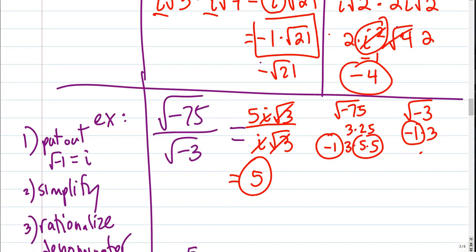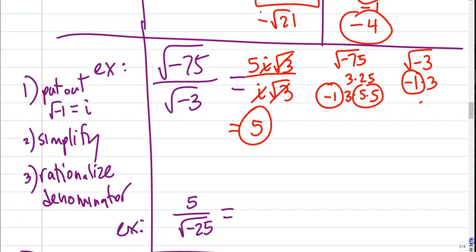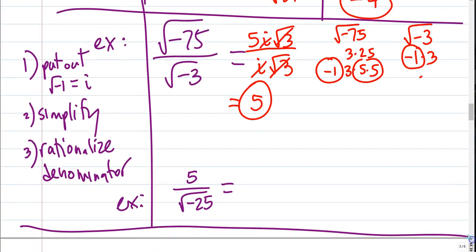You do have to sometimes rationalize the denominator. We've done this before. So this is very tempting to go, okay, that's just 5 over, square root of 25 is 5, the square root of negative is i, so it's 1 over i. That is not done. What's the issue?